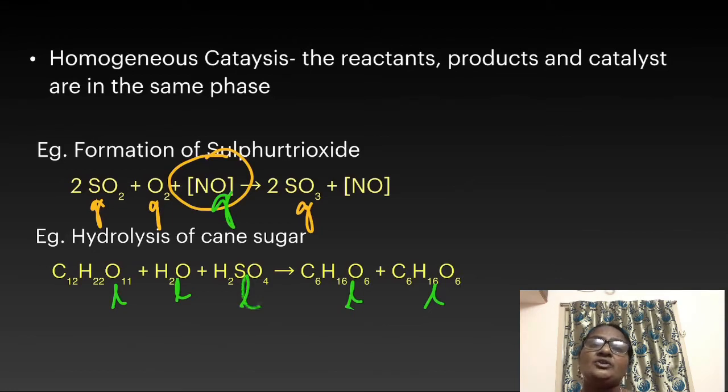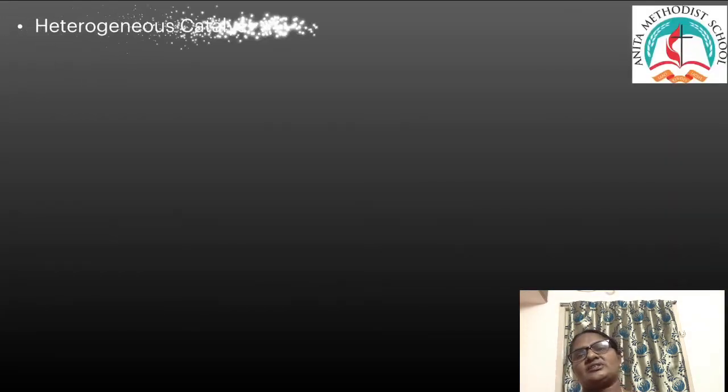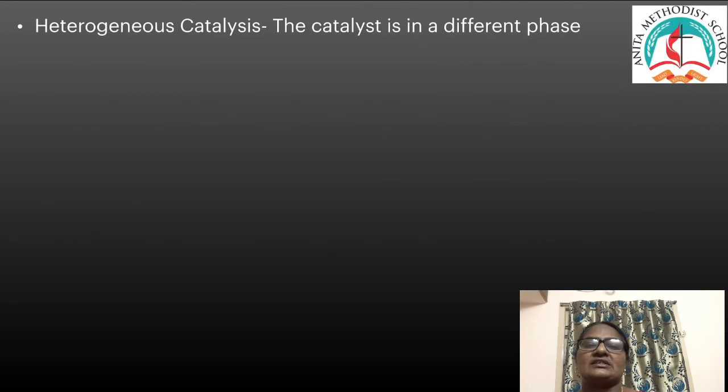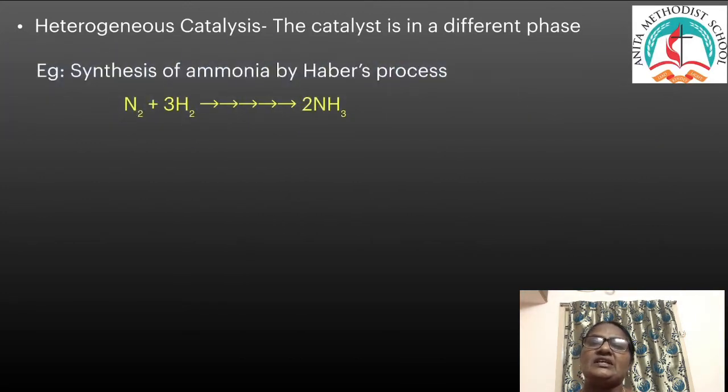Next, heterogeneous catalysis. As the name suggests, reactant and product are in one phase. Catalyst is in a different phase. Example, synthesis of ammonia. We've been seeing this continuously. Here, hydrogen and nitrogen are in the gaseous phase. Ammonia is also a gas. But what is the catalyst I take? Iron. It is a metal. So it is in the solid phase.